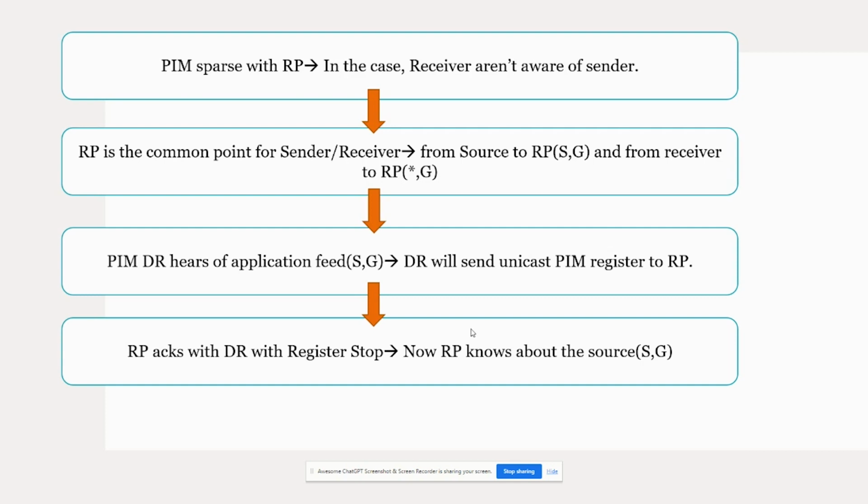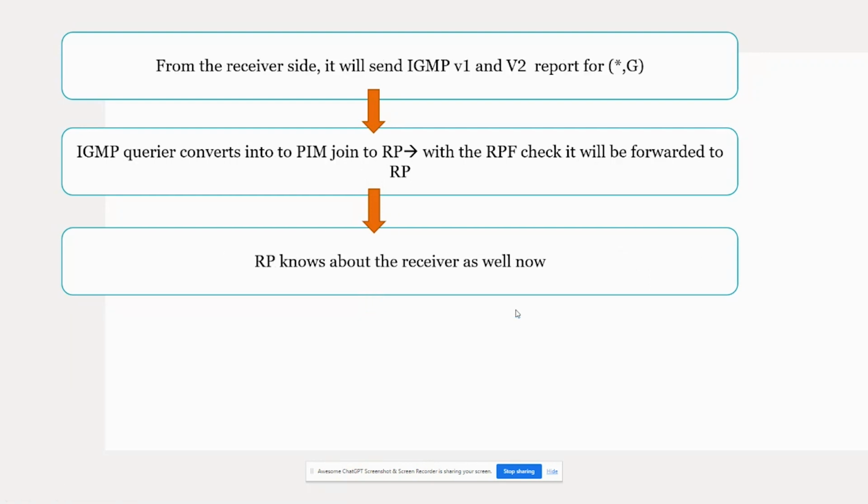So in that case, the PIM designated router learns about the application's feed, which is S comma G, and that designated router will send a unicast PIM register message to the RP. Once the RP acknowledges with a register stop message to the PIM designated router, the RP knows about the source. So RP knows about the S comma G entry. Now going to the next slide, we will understand the perspective from the receiver side.